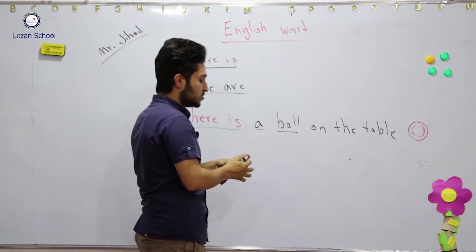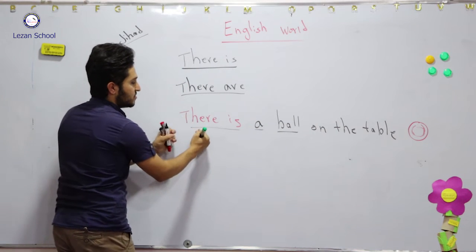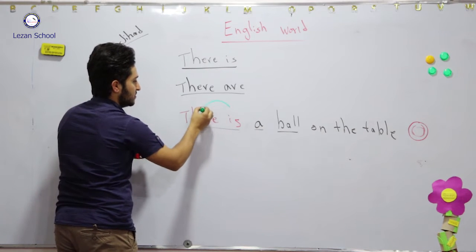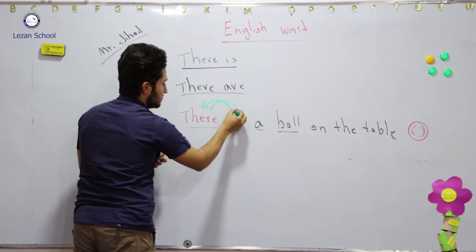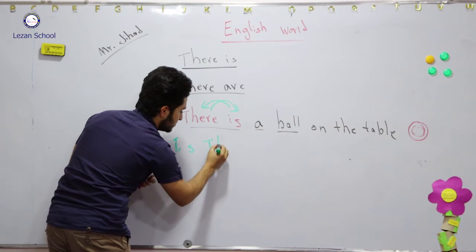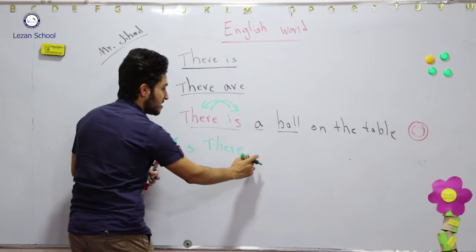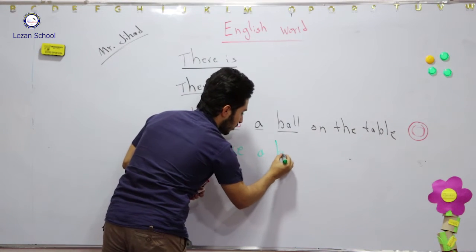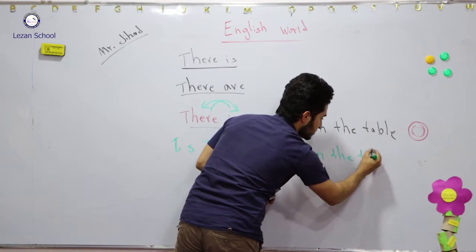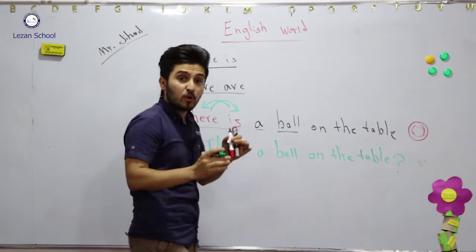How can we change this sentence to a question? It's so easy. There is. Only switch their places. Is there, and we need an article here. Is there a ball? Is there a ball on the table? Question mark.